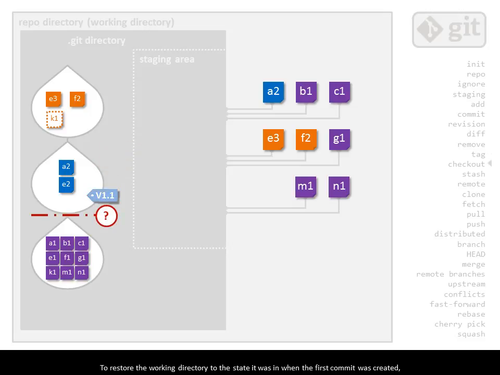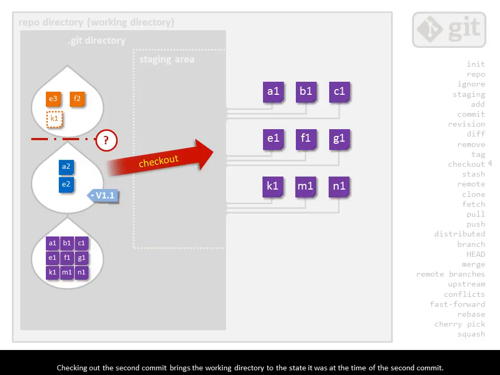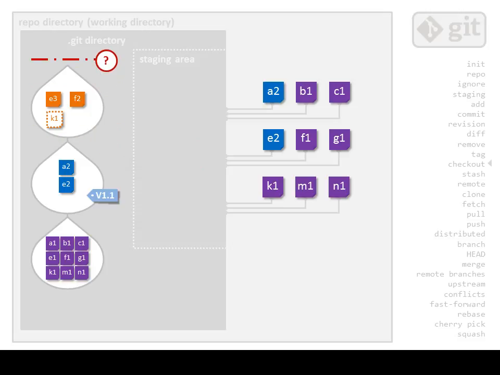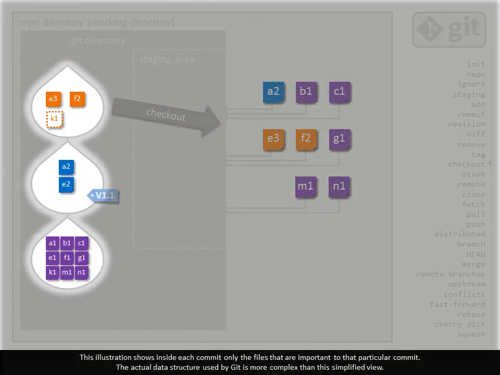To restore the working directory to the state it was in when the first commit was created, we simply check out the first commit. Checking out the second commit brings the working directory to the state it was at the time of the second commit. Checking out the latest commit gives the latest version of the files. This illustration shows inside each commit only the files that are important to that particular commit. The actual data structure used by Git is more complex than this simplified view.